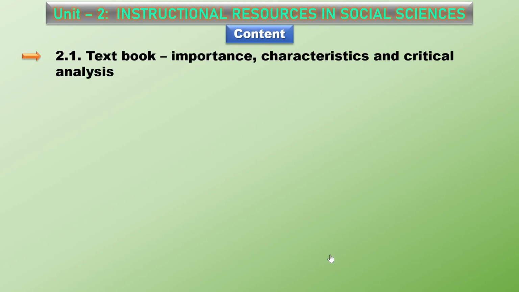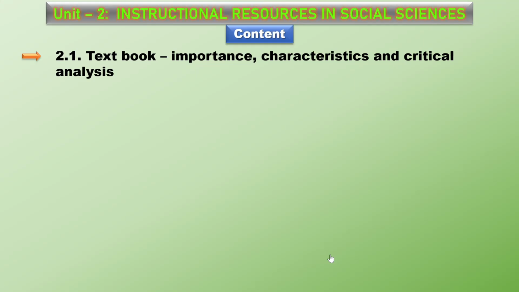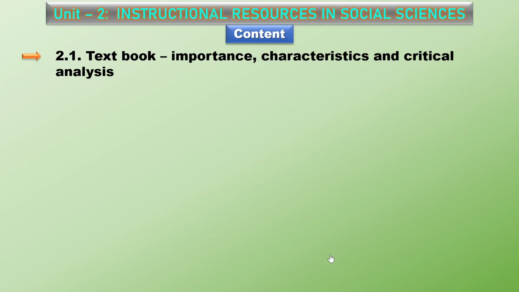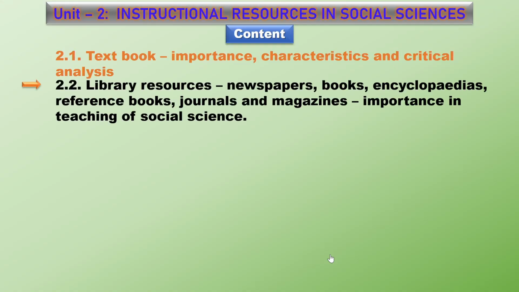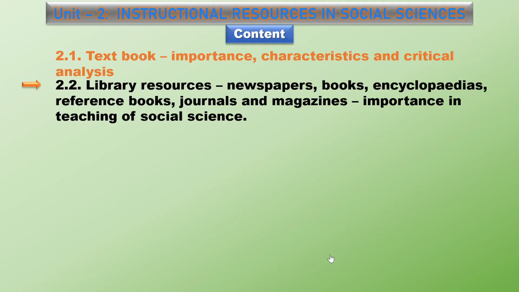So let us know what the subunits are in Unit 2, instructional resources in social science. 2.1 is all about the textbook: importance of textbook, characteristics and critical analysis of textbook pertaining to social science. 2.2 deals with library resources, especially newspapers, books, encyclopedias, reference books, journals, and magazines, and their importance in teaching of social science.